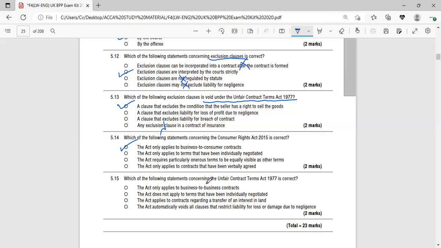Last one is, which of the following concerning the Unfair Contract Terms Act 1977 is correct? The act only applies to business contracts. This is the right answer. First of all, the Consumer Rights Act is to protect the consumer, while here we are talking about two businesses. The act does not apply to terms that have been individually negotiated. Then it says the act applies to contracts regarding a transfer of an interest in land. Here we have: does not. The act does not automatically void all clauses that restrict liability for loss or damage. So A is the right answer.